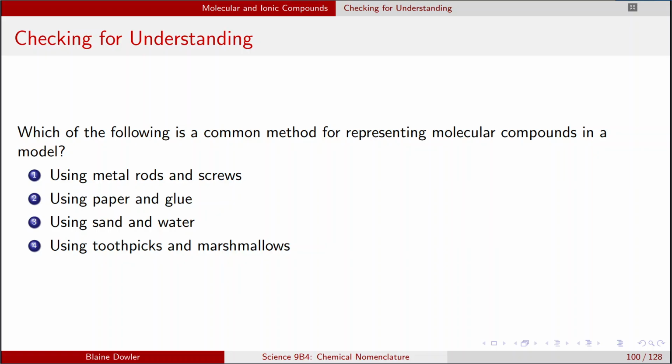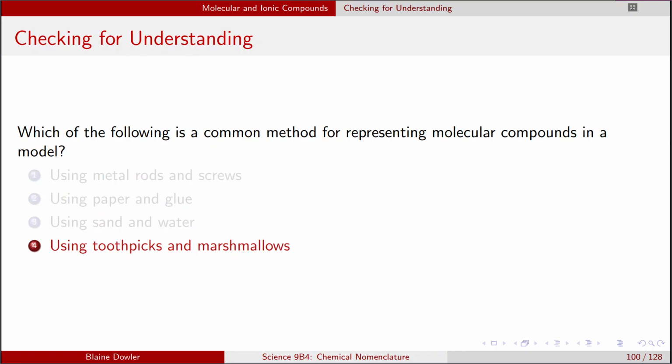Let's check for understanding. Which of the following is a common method for representing molecular compounds in a model? Using metal rods and screws, using paper and glue, using sand and water, or using toothpicks and marshmallows. Pause now if you need more time. Toothpicks and marshmallows would be a simple way.